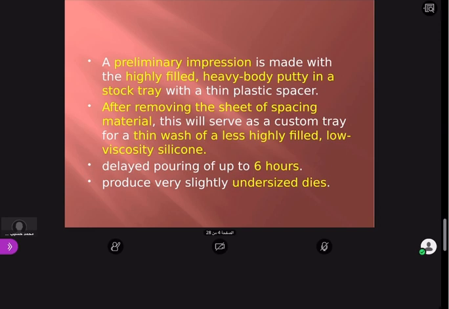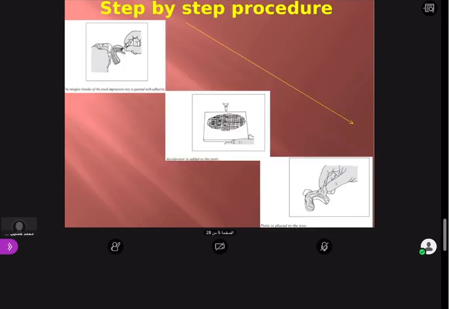In the first step, we use heavy body putty material. First we mix the heavy body putty material, load it on the tray, and then on this tray we put a spacer. As you see in the first picture, first of all, tray adhesive is applied on the custom tray. Then in the second picture, we mix the heavy body putty material. And in the third picture, we load that heavy body putty material on the tray.